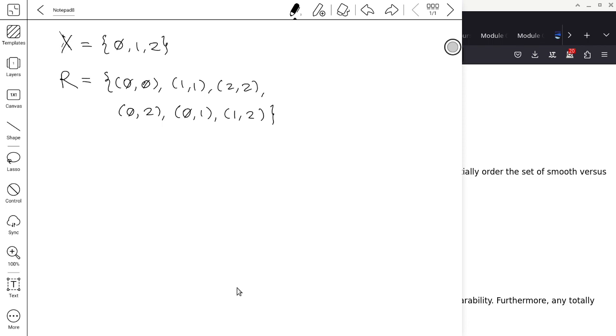We see some people turning their head, okay? So the question is, if it is not, why is it not totally ordered? So we go back to those four questions now. Three questions for partially ordered, four questions for totally ordered. One, is it still reflexive?